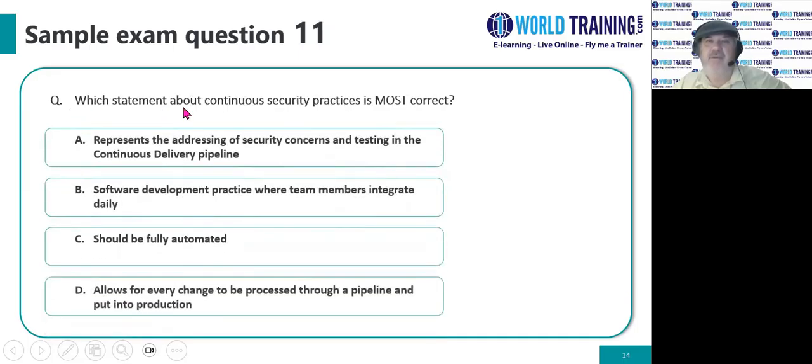Okay, question 11. Which statement about continuous security practice is most correct? It represents the addressing of security concerns and testing in the continuous delivery pipeline. So we're talking about continuous security practices.